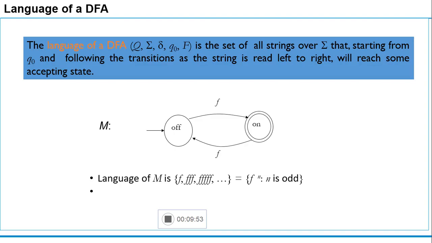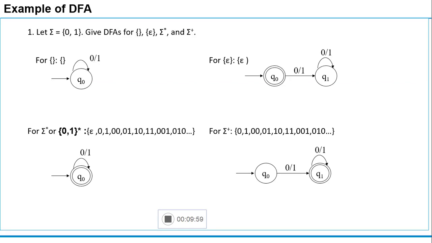We are having the inputs f, and we have n, and n is odd. Okay, we see some examples for the deterministic finite automata. The first example, you can tell it as an empty string. We are not going to read anything.